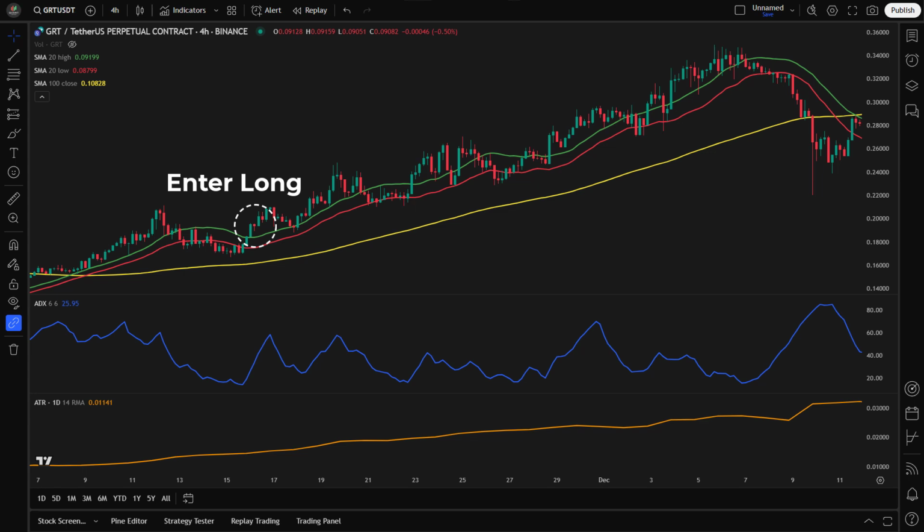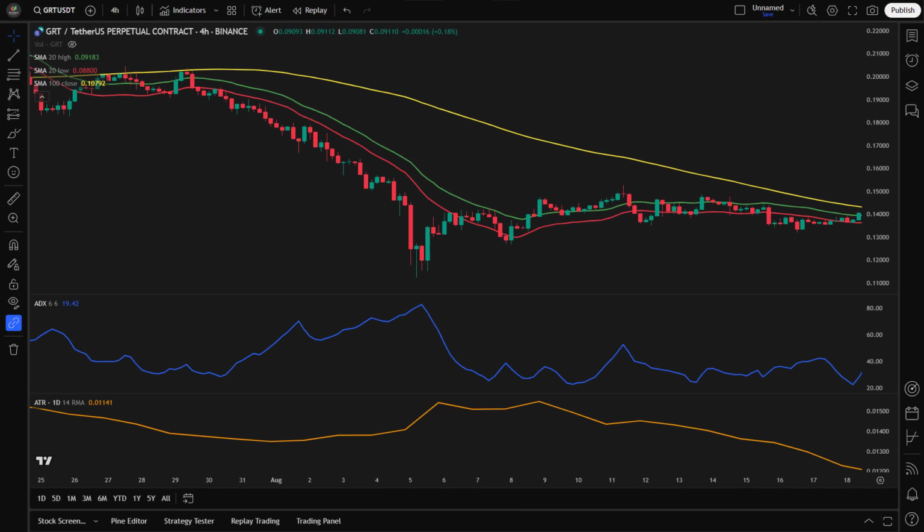To exit the long trade, we'll use the following condition. We don't exit immediately when the price crosses below the 20-low SMA. Doing so would be too quick and could lead to unnecessary exits. Instead, we wait for additional confirmation by combining it with the ATR, multiplied by 0.7 before closing the position. This ensures that we're not reacting to small pullbacks, but instead exiting only when the market truly shows signs of reversing, locking in our profits.